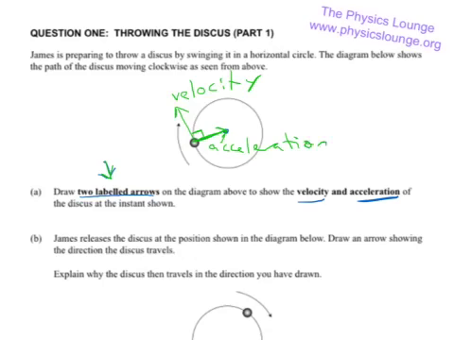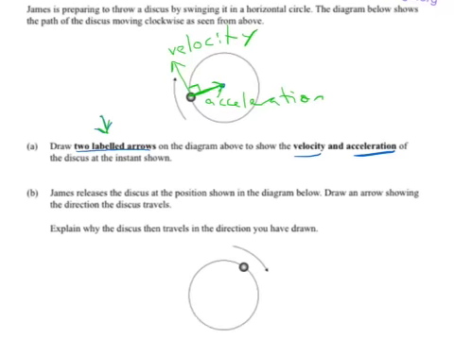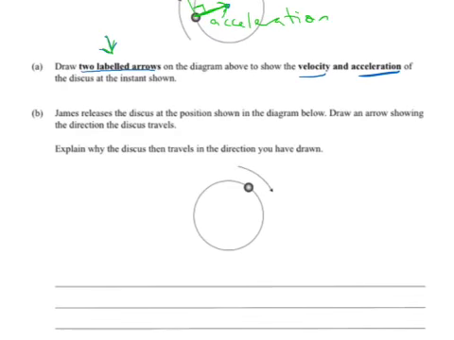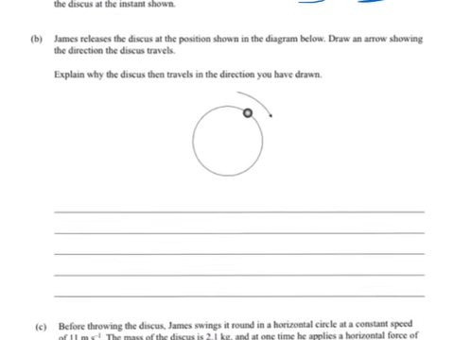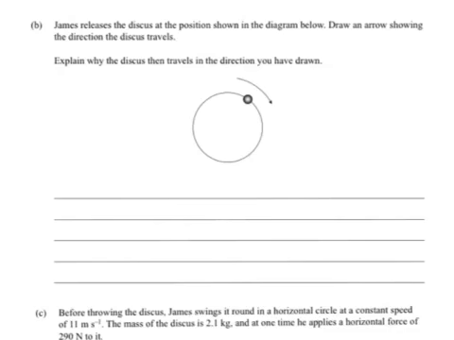B. James releases the discus at the position as shown in the diagram below. Draw an arrow showing the direction the discus travels. Explain why the discus then travels in the direction you have drawn. So at the instant shown, it's got its instantaneous velocity, and in the absence of any force acting on it, it will continue at that velocity, which means at that speed and in that direction. And again, the instantaneous velocity is at a right angle from the radial direction, or from James releasing it.